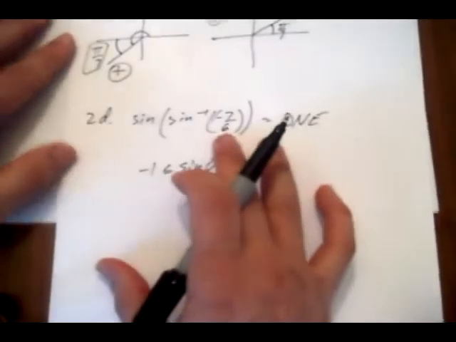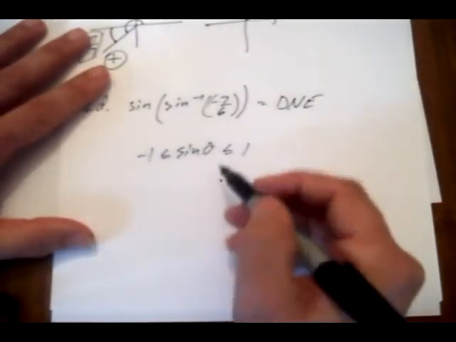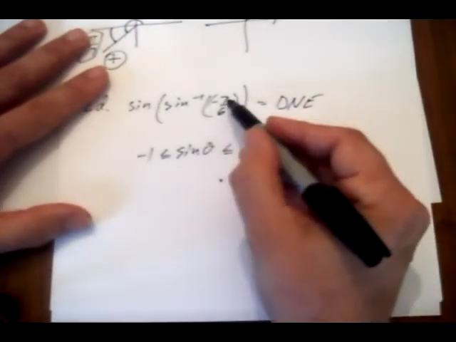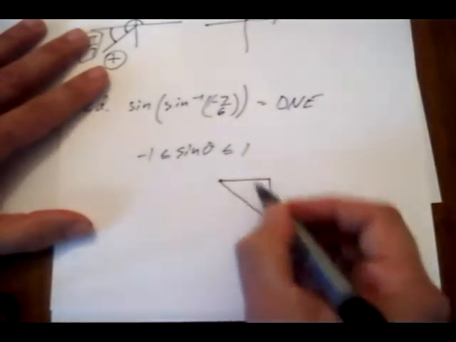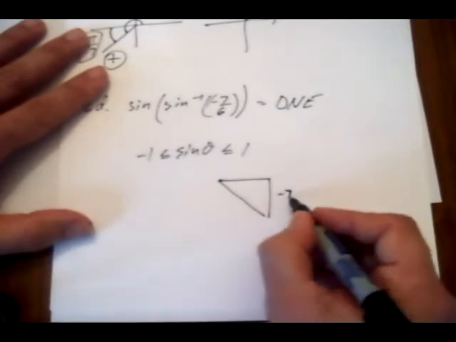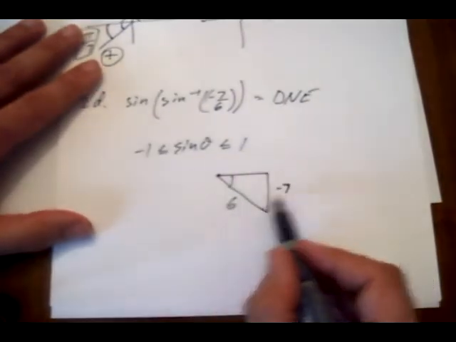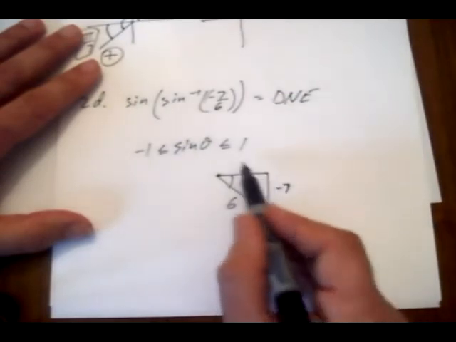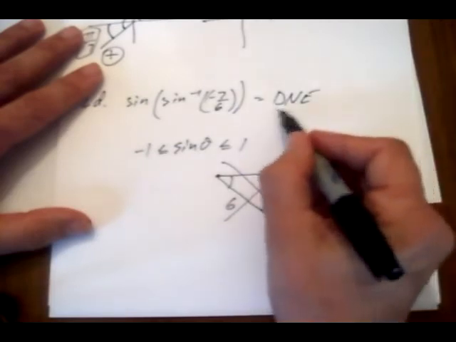If you did not realize, then actually try to do a triangle. Sine is opposite over hypotenuse. So let's try to place opposite over hypotenuse of 6. Well, no such triangle is possible where the hypotenuse is smaller than the value of one of the other sides. So we should realize that this does not exist, so it is DNE.